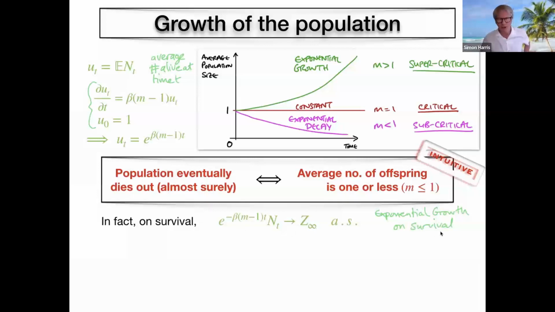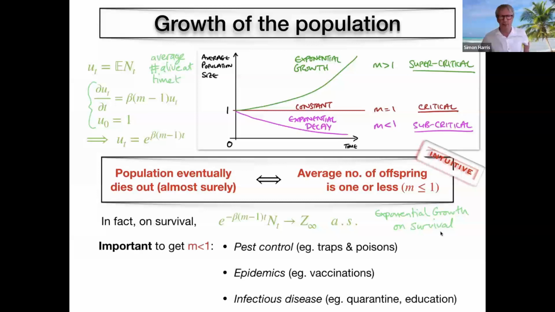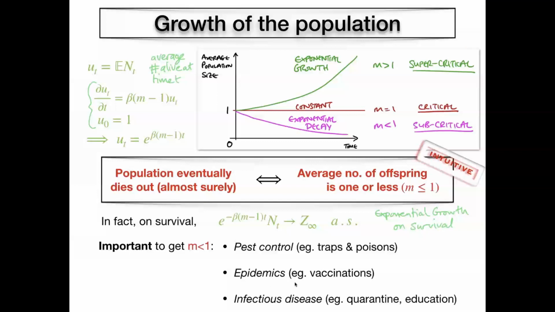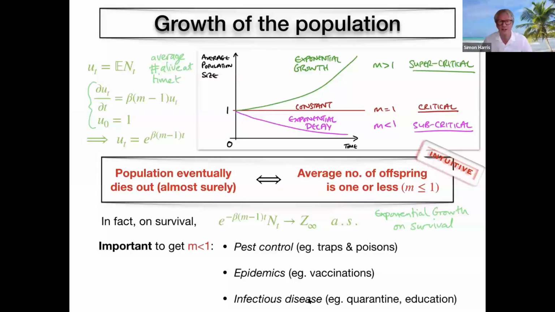If it survives, you could still be unlucky and the first rat could die out. So as we know, it's important in many applications to get M strictly less than 1, whether you want to get rid of your mice or your rats, your pest control via putting traps and poisons to reduce the mean, or whether it's vaccination in epidemics, or other quarantine or education for the control of infectious disease. Obviously, we've been living this for a while. You can see the relevance where the rats become infected people.